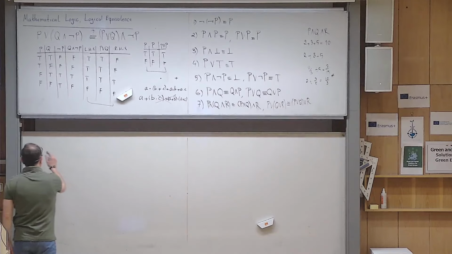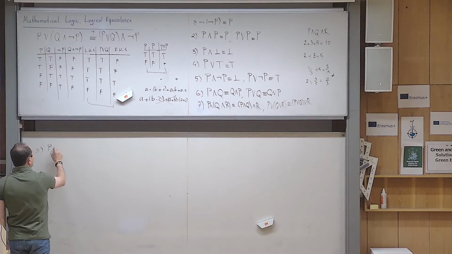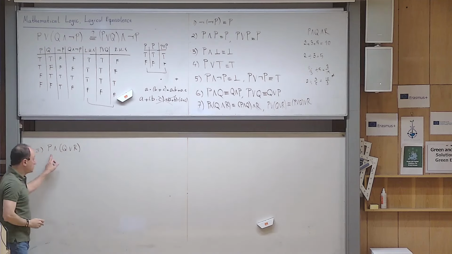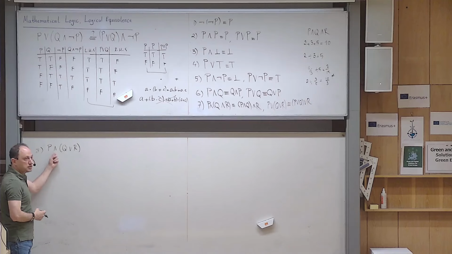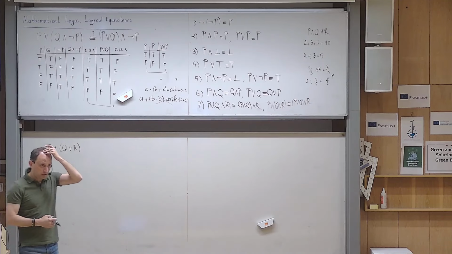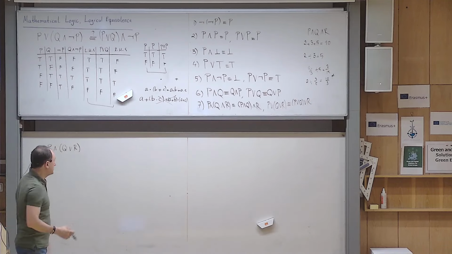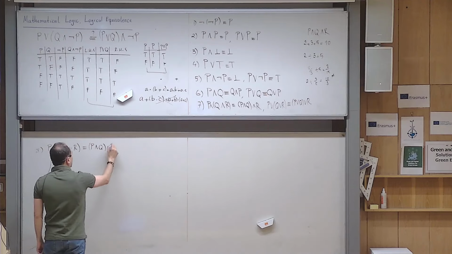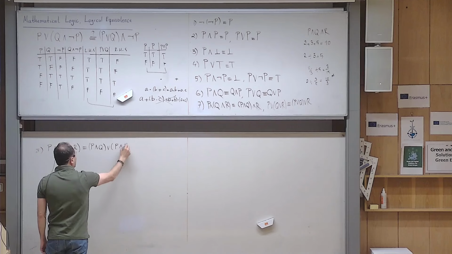we have number 8. We want to check if this is true or false. So you see, I have a conjunction and disjunction. I want to see if it is true that conjunction is distributive over disjunction. But I just want you to tell me what happens if it is. Then we evaluate if it is really true or false. So, what happens? P and Q, then or P and R.